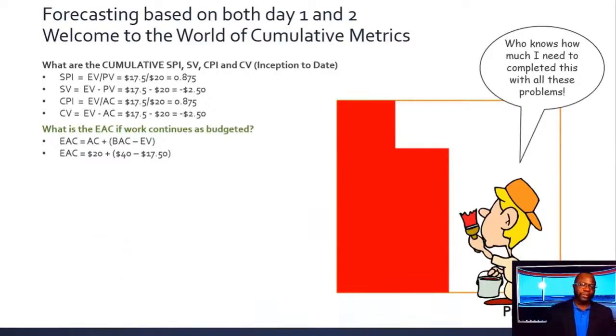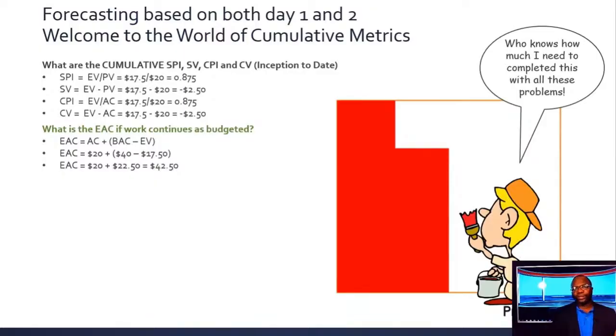If work continues as budgeted, use the formula. Simple. 20 plus 40 minus 17.50. Boom, 42.50. That means if work continues as budgeted, even though we've had a small problem on day 2, we're going to spend $2.50 for this little area here, $10 here, $10 here. Add that to the actual cost of 20. Makes sense. It makes sense.